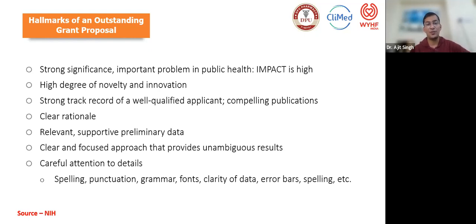When you are writing a proposal, your proposal must be focused. Your approach must be focused. Your methodology must be focused and clear, coherent. Understand? Those are very important. So if you are following these things, that means your proposal is going to be outstanding.